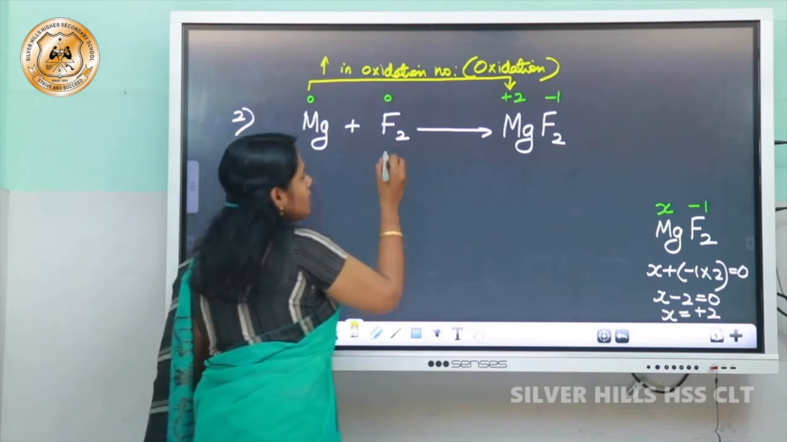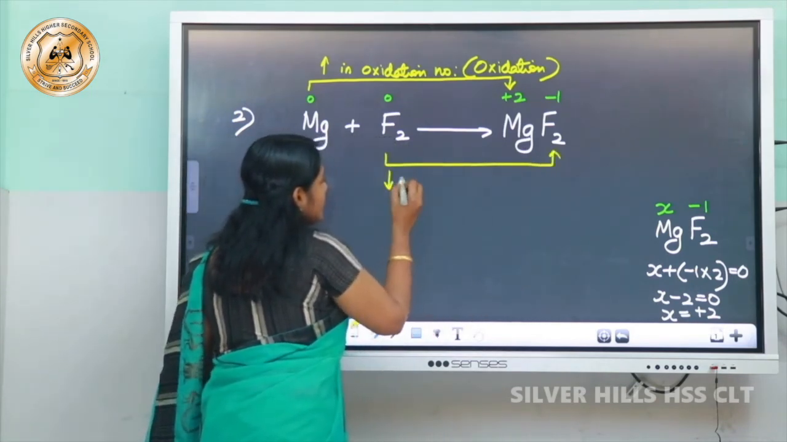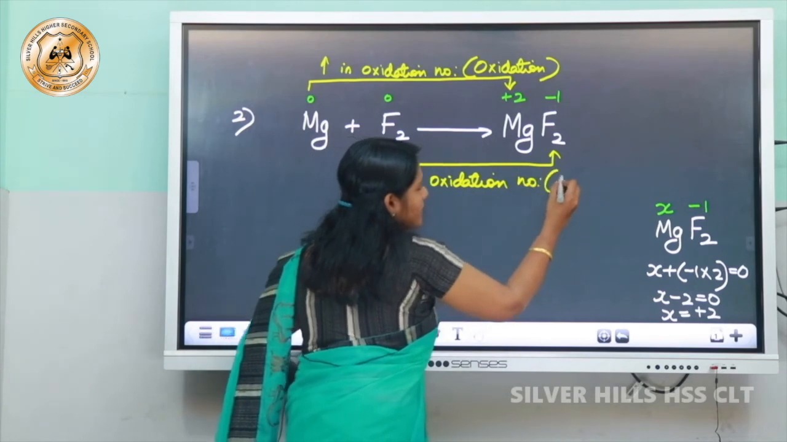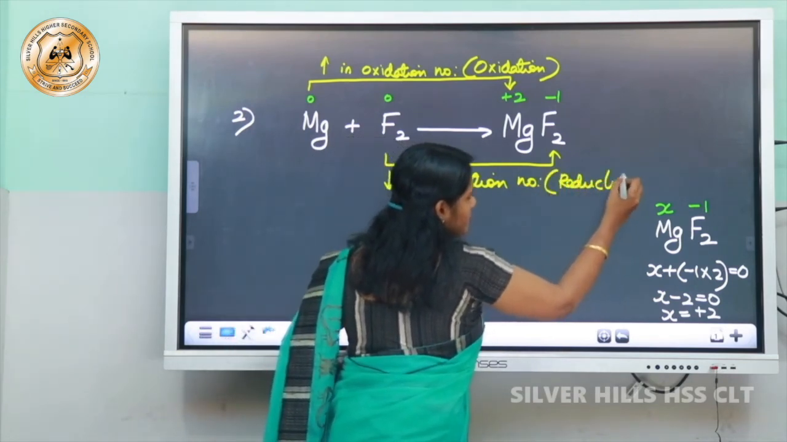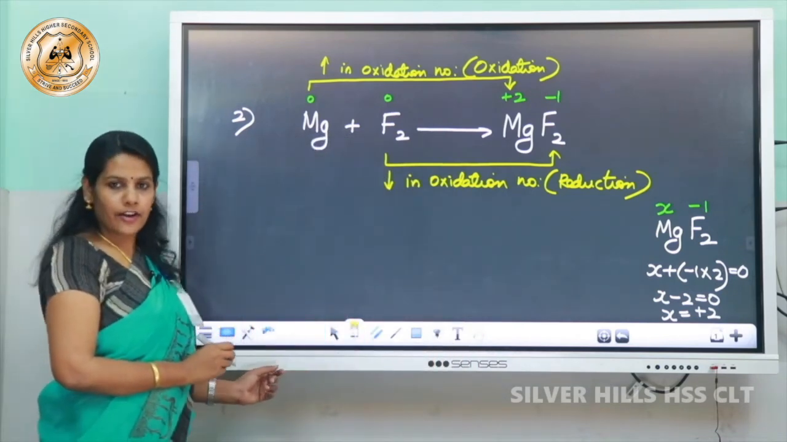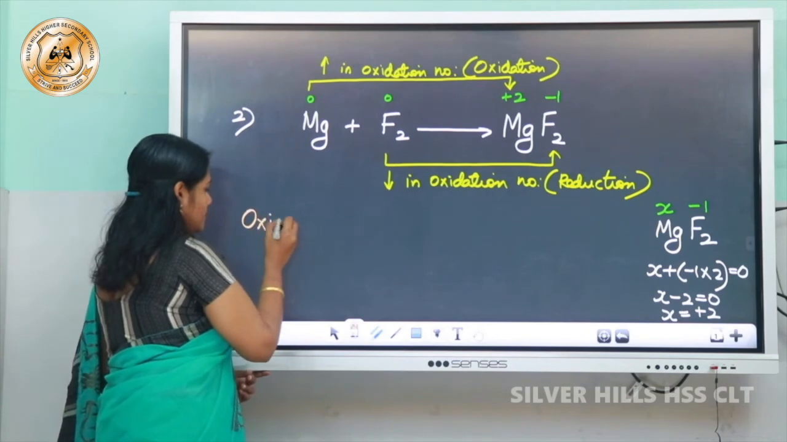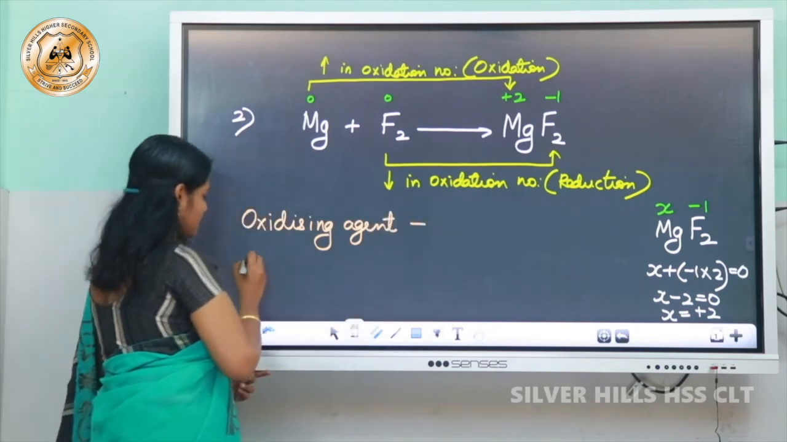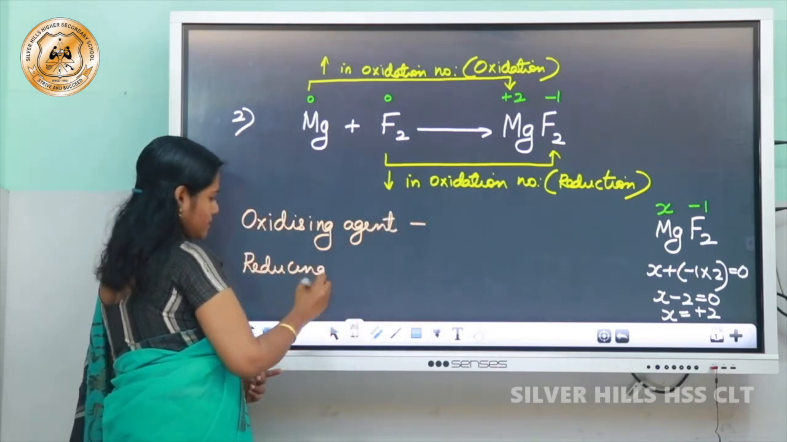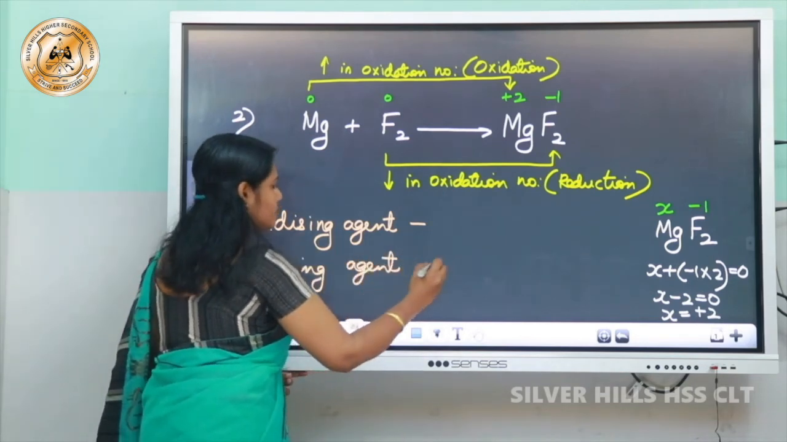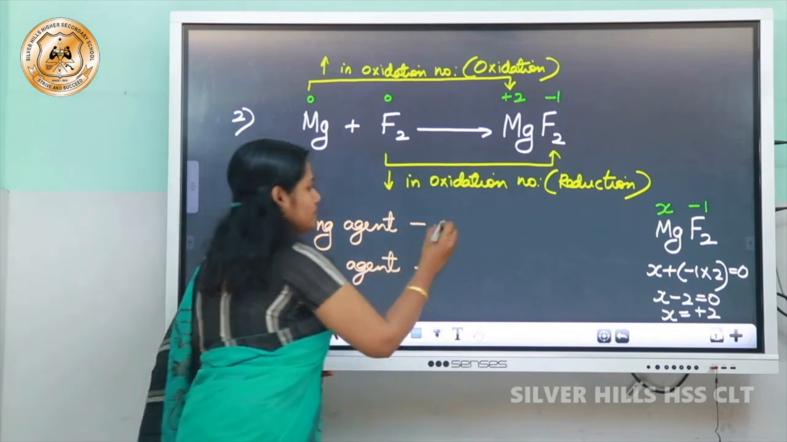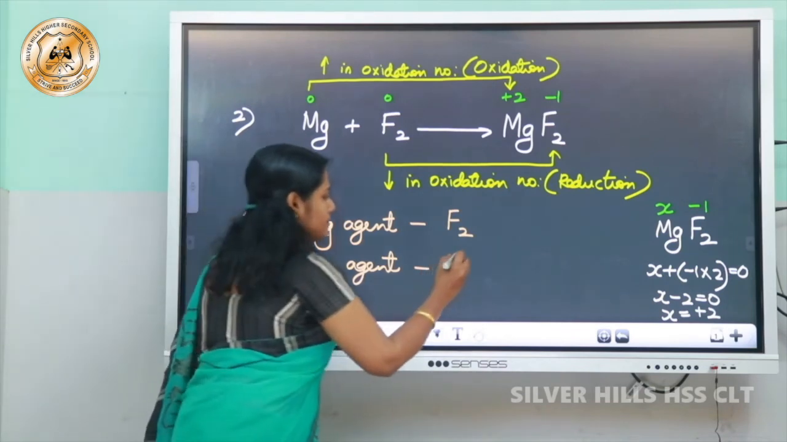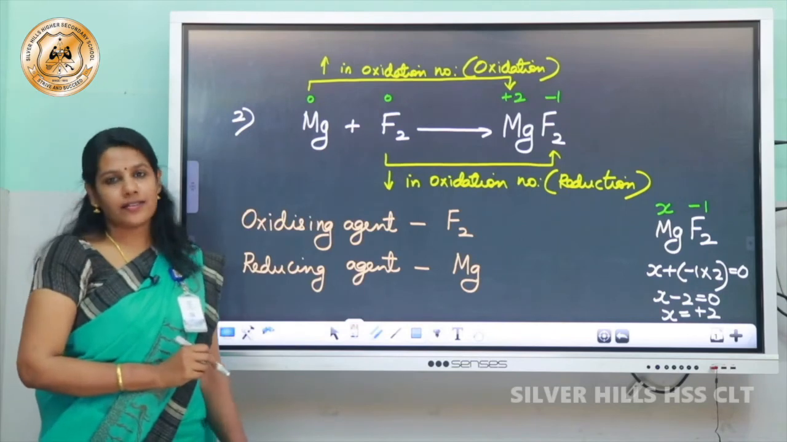Then, fluorine 0 becomes minus 1. There is a decrease in oxidation number. That is reduction. Now let us see the oxidizing agent and reducing agent. Here the oxidizing agent is F2 because there is a decrease in oxidation number, and the reducing agent is Mg, as there is an increase in oxidation number.